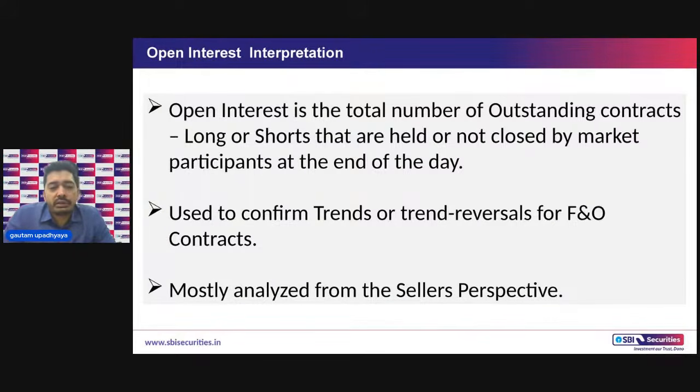So the basic understanding of open interest is that it is the total number of outstanding contracts, long or short, that are held or not closed by the market participants at the end of the day. If you look at the open interest data either on the futures side or on the options side, these indicate the positions which are currently open in the market and have not been closed. During the day also you may see the open interest increasing or decreasing, as traders have that many positions open in the market at that point of time. It is used to confirm the trend or trend reversal in the future contracts. Mostly it is analyzed from a seller's perspective.